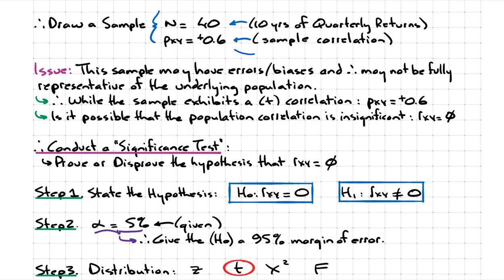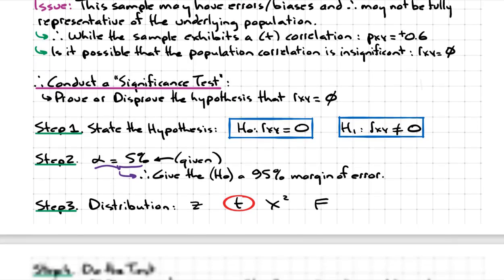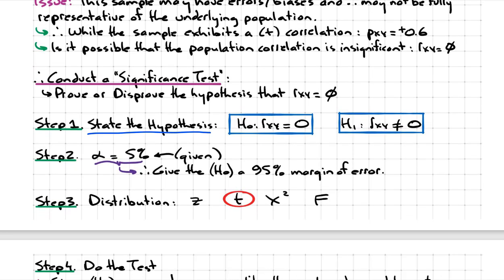So let's go ahead and conduct our significance test. First we state the hypothesis. The null hypothesis is that the population correlation is equal to 0. In other words, it's insignificant. And therefore the alternative would be the complement of that. So if you reject this, it would mean that the population correlation is not equal to 0.